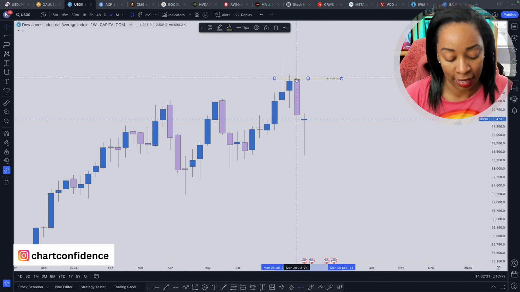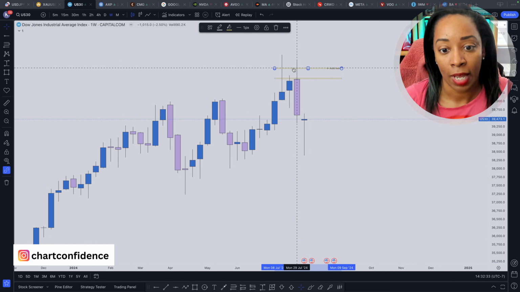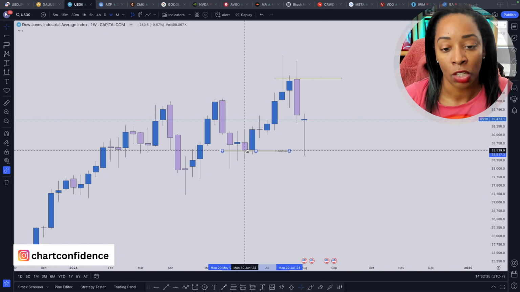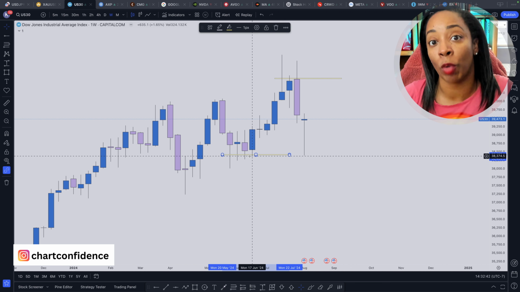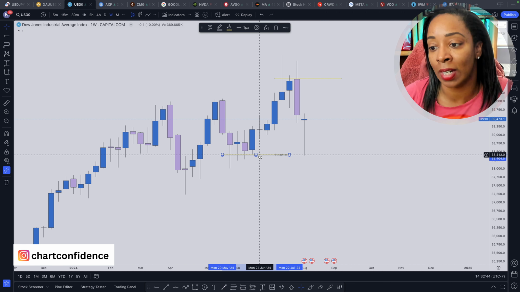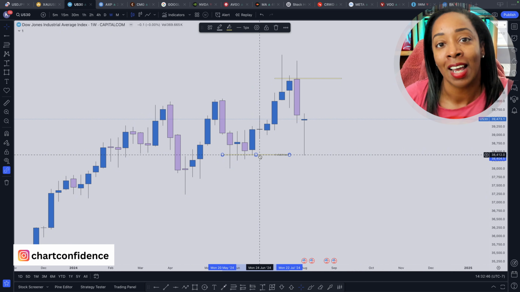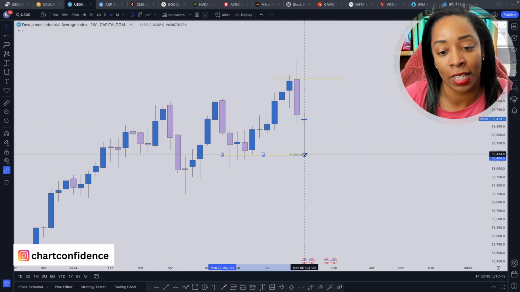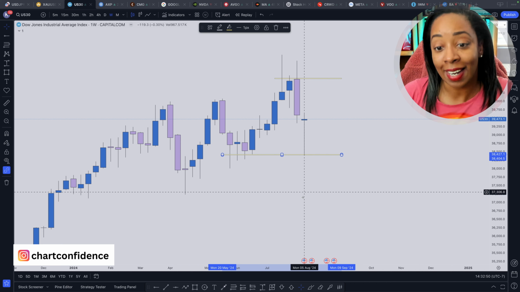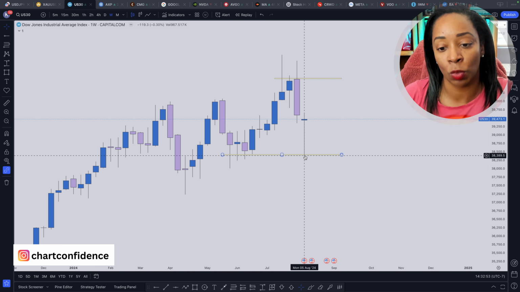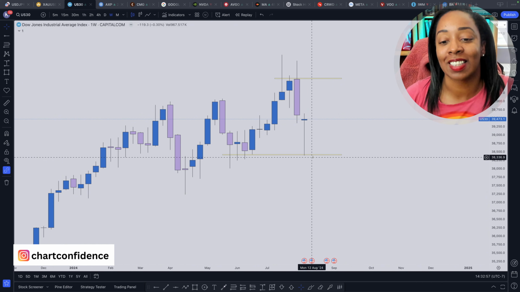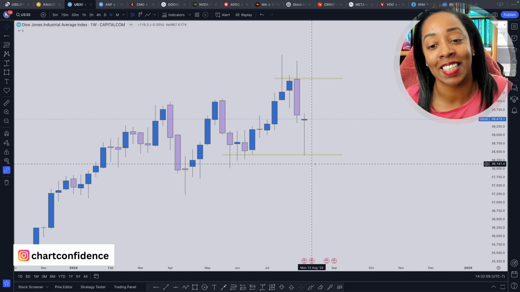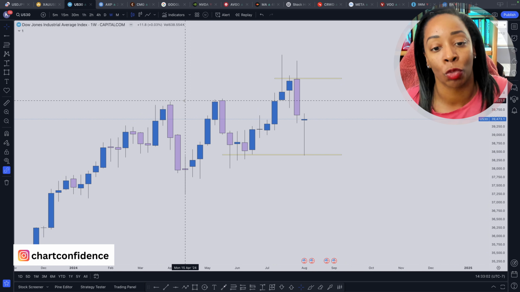So let's go ahead and clone this level. And then I see a really nice support level right here, but I actually want to mark it where these wicks are, mainly because we have 4 wicks in this zone, and this zone is at 38,412 roughly. So let's go ahead and drag this out just a little bit. And as you can see from this past week, price stopped perfectly at this level. So this is definitely a level of significance that we want to watch out for sure.